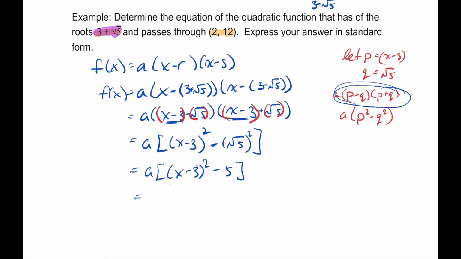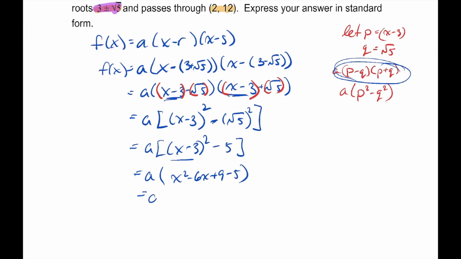And now we could quickly expand the perfect square trinomial of (x minus 3) squared. So here I'll switch to round brackets now. So this is going to be x squared minus 6x plus 9 minus 5. And so eventually we're going to get a times (x squared minus 6x plus 9 minus 5), which is going to be a times (x squared minus 6x plus 4). And this is what f of x is.